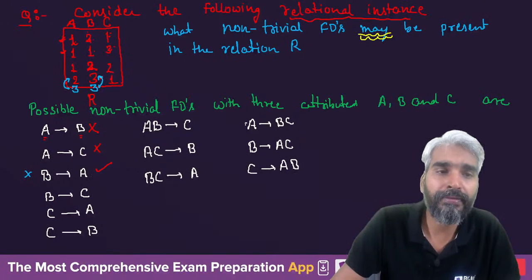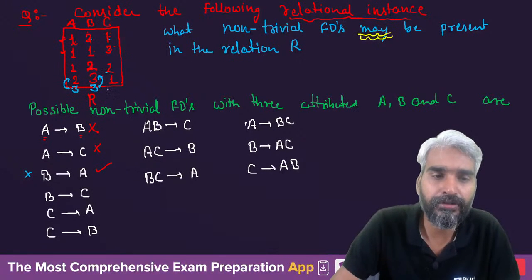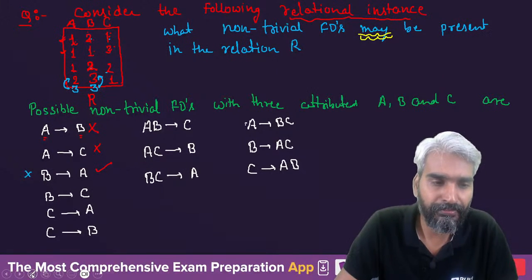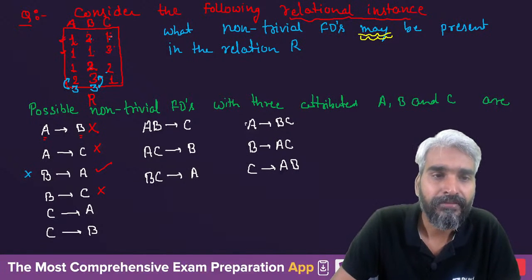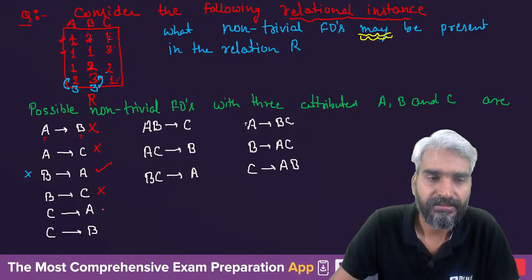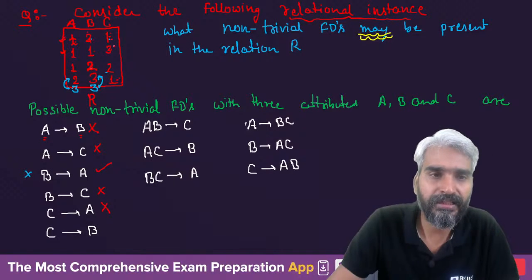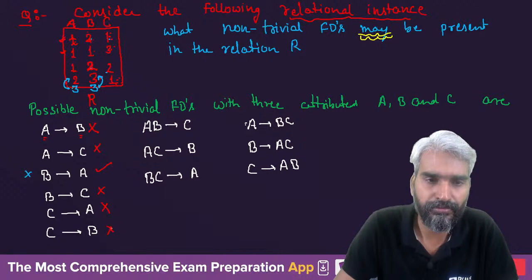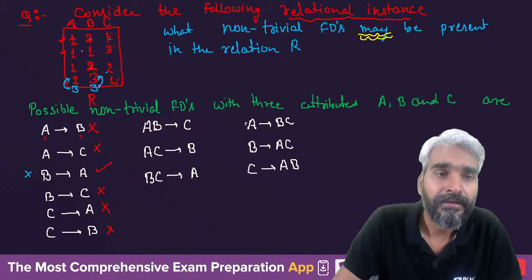Now, what about B implies C? Values of B are same, but the values of C are not same. Therefore, again, B implies C is not a valid FD. What about C implies A? Wherever C are same, the values of A are not same, right? And wherever the values of C are same, the values of B are also not same. So, done with this.